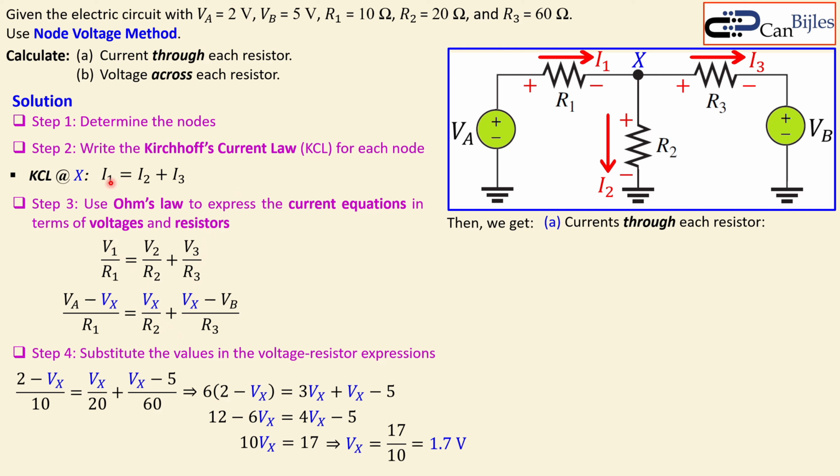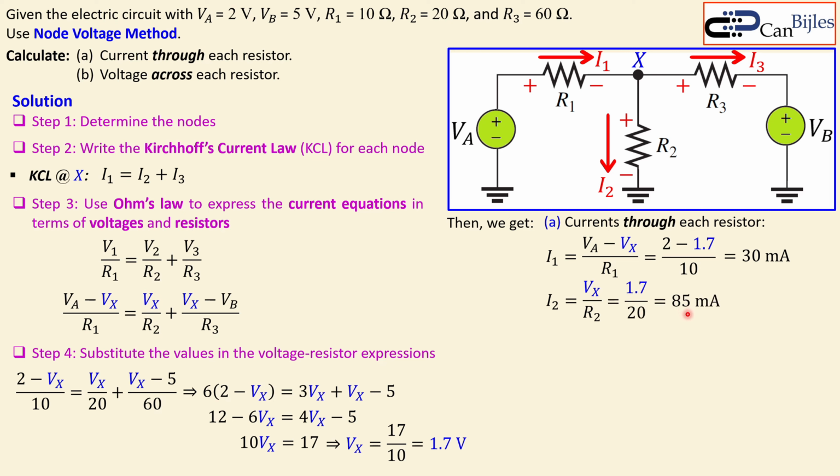So we can say I1 is equal to VA minus Vx over R1. We know Vx because it's just calculated, and VA is already given, so we can just substitute and we have 30 milliamps. That's it. It's that simple. I2 is now Vx over R2, shown here. And we know Vx is 1.7 over 20, and that is then 85 milliamps. That's also done. So you can see, once you know Vx, everything goes much faster.